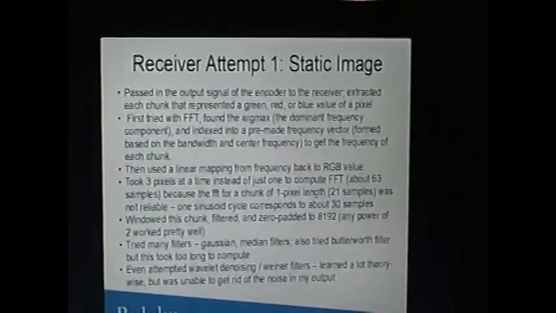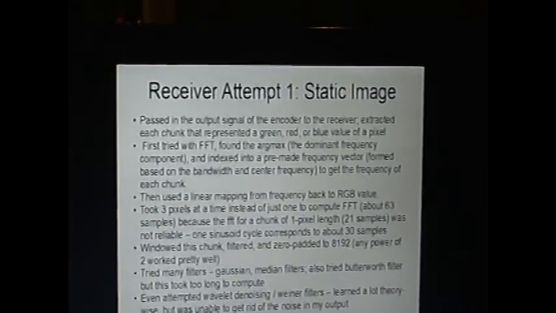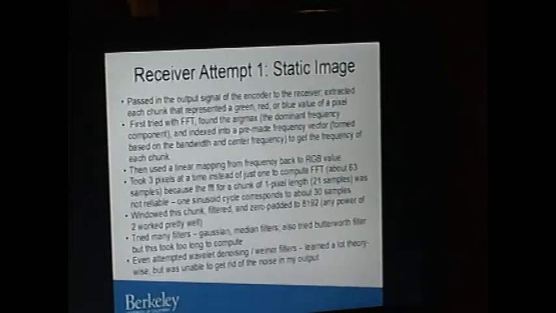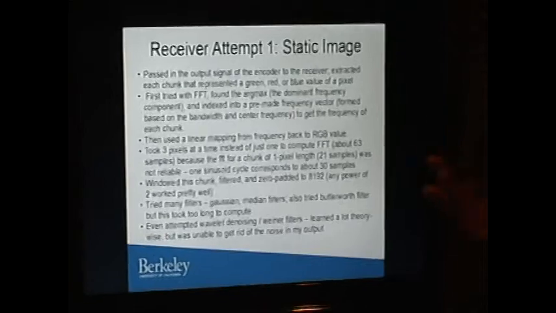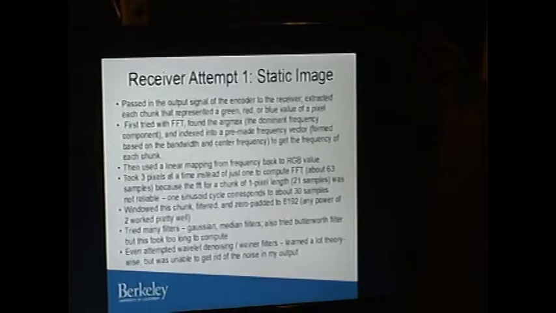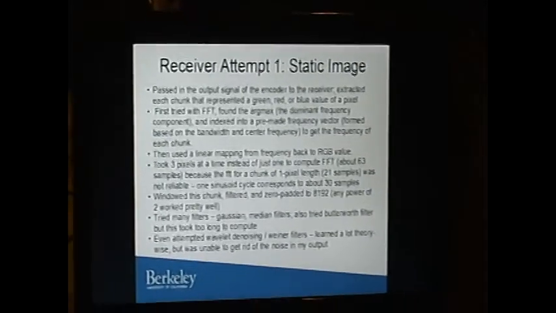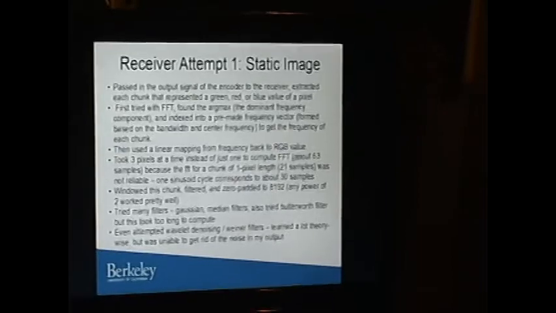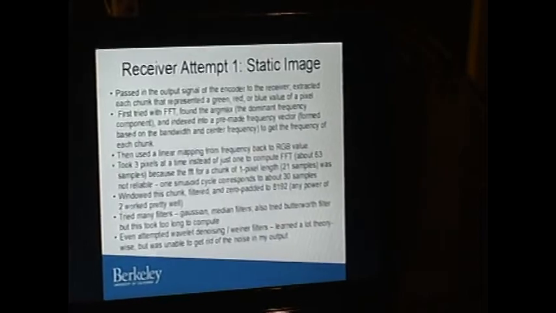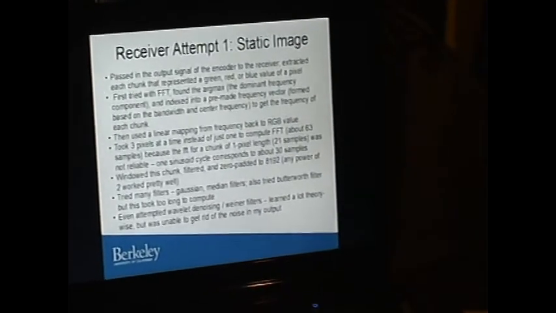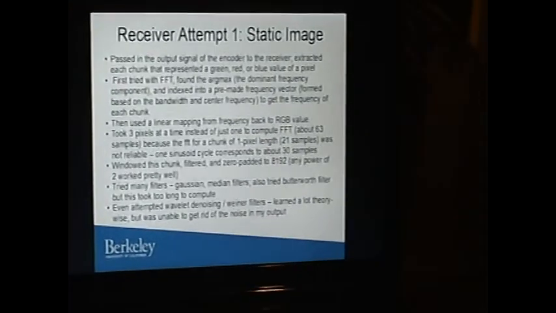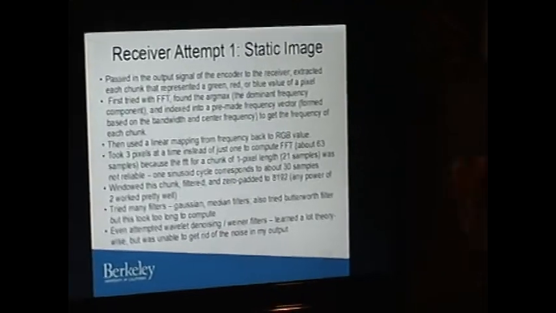So now the receiver. To start the receiver, I wanted to just take the output of my transmitter, take that perfect input and just decode it and produce a decoded image. So I started by trying to take the FFT. I took that entire image matrix and extracted the chunks that correspond to pixels, the red, green, and blue values separately. And for each chunk, I took the FFT, I found the argmax, which is the index of the dominant frequency component, and I used that to index into a frequency vector based on the bandwidth and center frequency. I created that frequency vector, and that would give me the frequency that corresponds to that chunk.